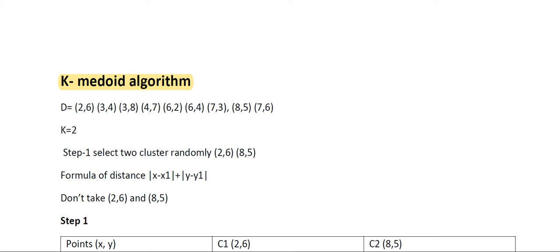Today's topic is the K-medoids algorithm, and we use this algorithm in machine learning. This method is used in the partition method, and it is a very common algorithm in machine learning. So I will tell you how to find it.